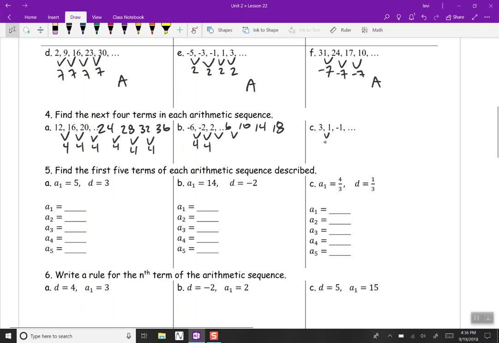Here we're subtracting 2. Negative 1 minus 2 would be negative 3, negative 3 minus 2 would be negative 5, negative 5 minus 2 would be negative 7, negative 7 minus 2 would be negative 9.